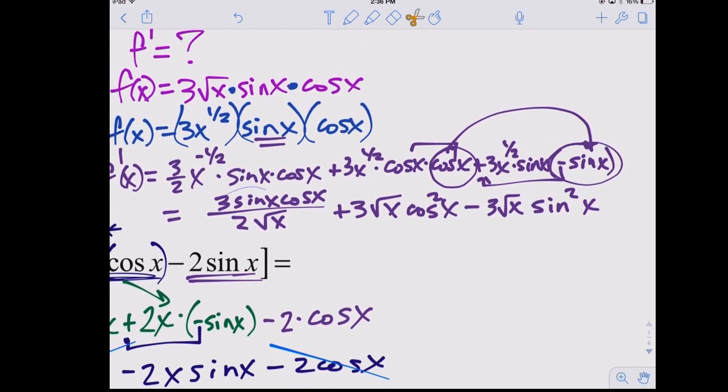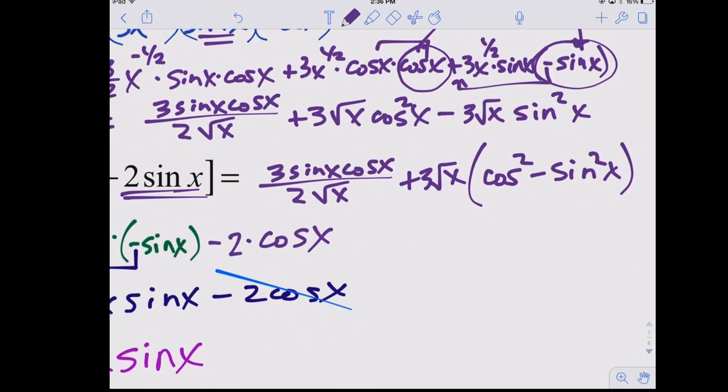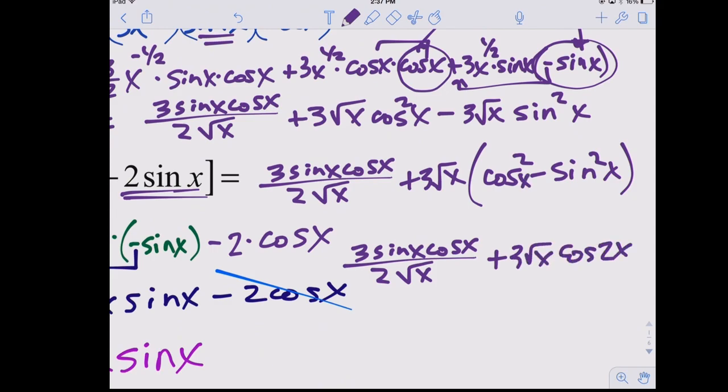Now, believe it or not, there are also some other things you could do. But I'm not necessarily going to do that on the test. But notice that if you factor out the 3 square root of x here, you're left with cosine squared minus sine squared. And we've reviewed that identity more than once this year. That's cosine of 2x. That's your double angle. So plus 3 square root of x cosine of 2x. Okay?